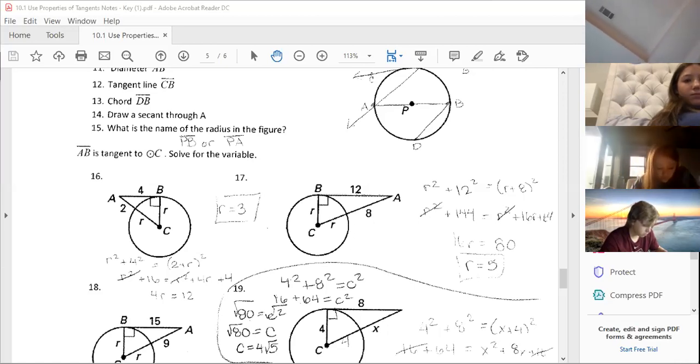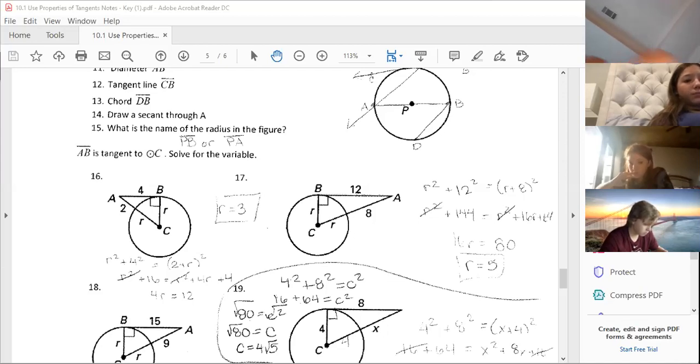I just wanted to make sure I was doing that right because I wasn't sure. Yeah, so r squared is not equal to r squared plus 4. You have to actually write it r plus 2 times r plus 2, and then multiply it out that way. Remember FOIL? Yes. Okay. And then 17 was the same. 18 was pretty much the same.